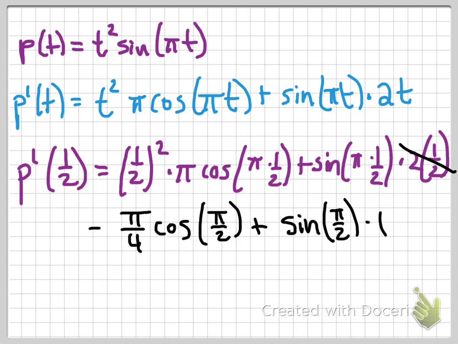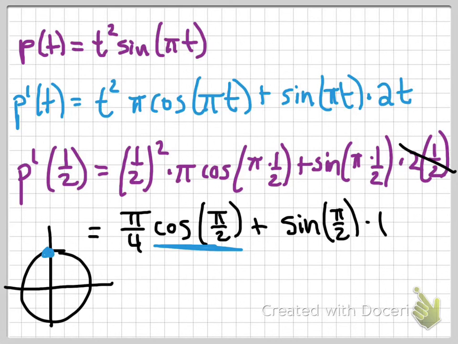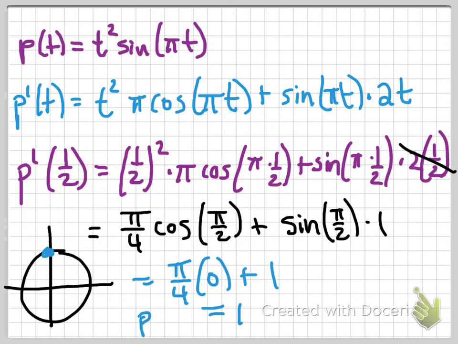So now it comes down to knowing your unit circle, knowing that when we're talking about pi over 2, we're talking about the top of the unit circle. So what is cosine at pi over 2? That's the kind of thing you want to be answering. Cosine at pi over 2 is going to be 0. So this whole thing is pi over 4 times 0, plus the sine at pi over 2. Well, sine up here at the top of the unit circle is going to be 1. So we have pi over 4 times 0 plus 1. So the entire answer is going to equal 1. So P prime of 1/2 equals 1.